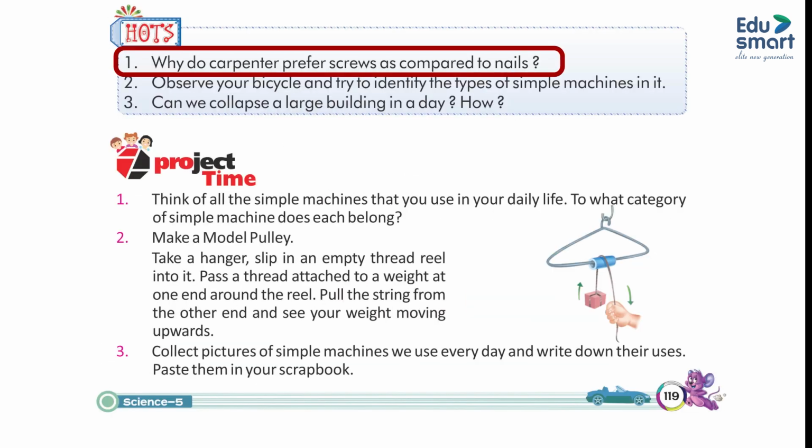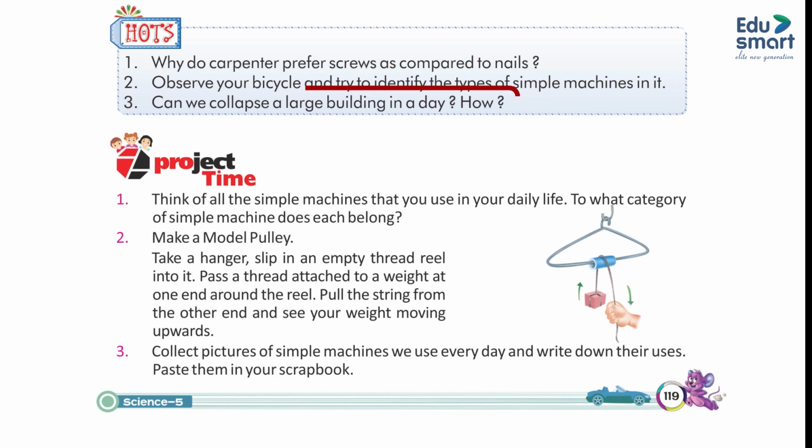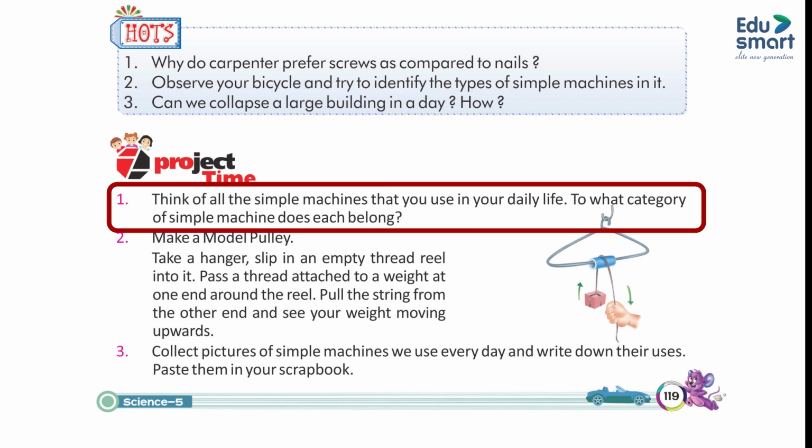Odds. 1. Why do carpenters prefer screws as compared to nails? 2. Observe your bicycle and try to identify the types of simple machines in it. 3. Can we collapse a large building in a day? How? Project time. 1. Think of all the simple machines that you use in your daily life.